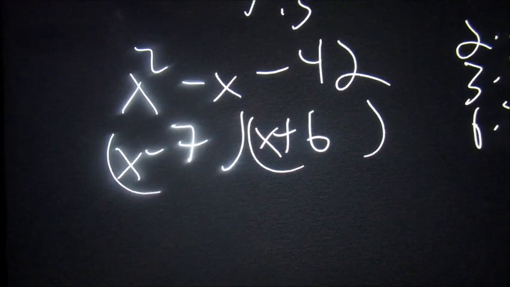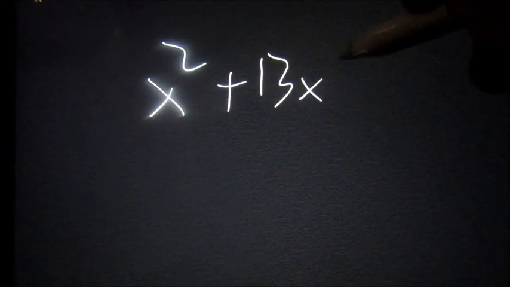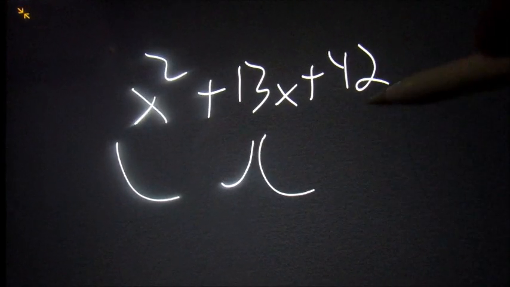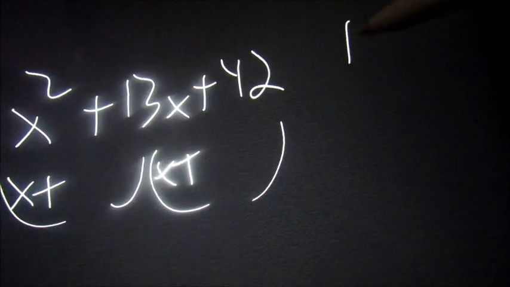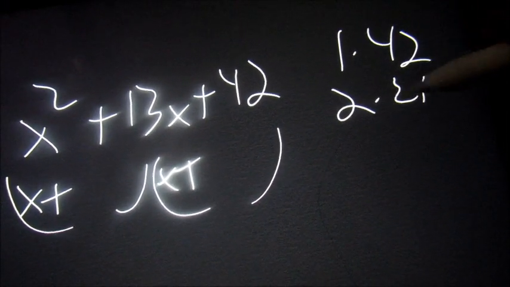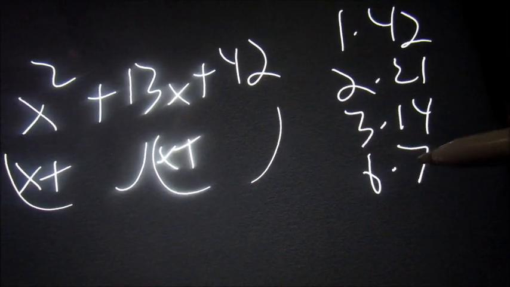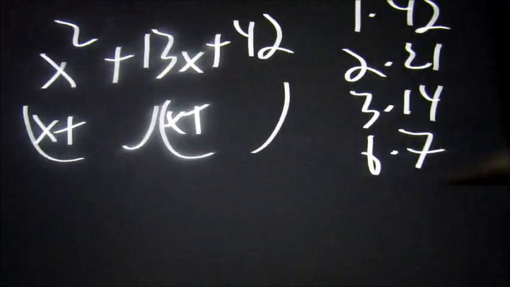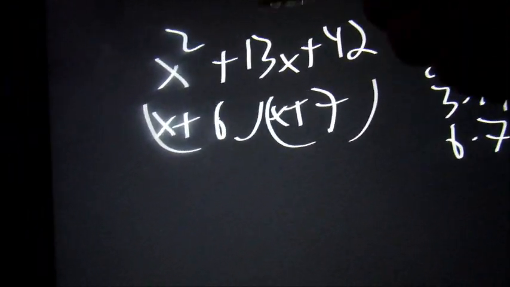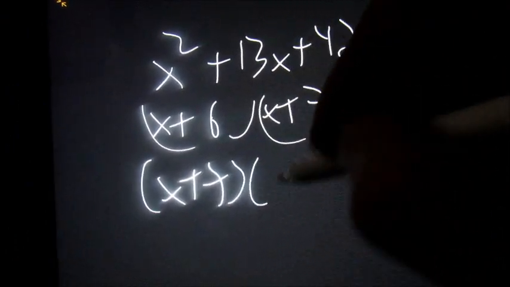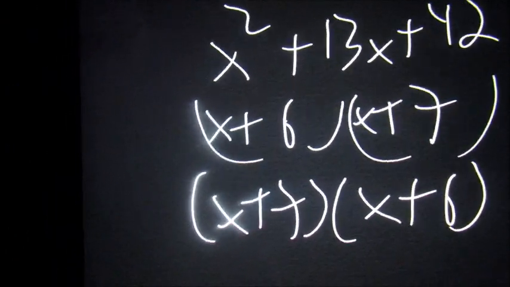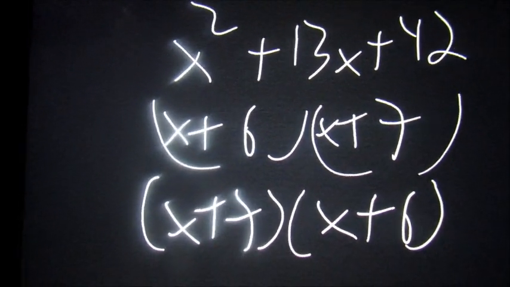Then let's say that we have pretty close to that, x squared plus 13x plus 42. This time we're going to have 2 pluses and we're going to add up to 13. So again, 1 times 42, 2 times 21, 3 times 14, and 6 times 7. So here it's going to be 6 and 7 again. And you could write this as x plus 7, x plus 6. It doesn't matter when they're both pluses like this what order you put them in. Same thing if they were both minuses.